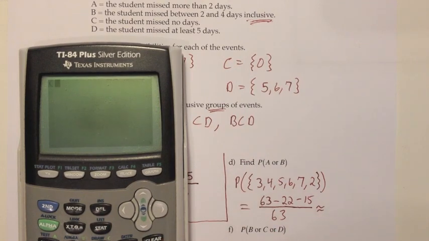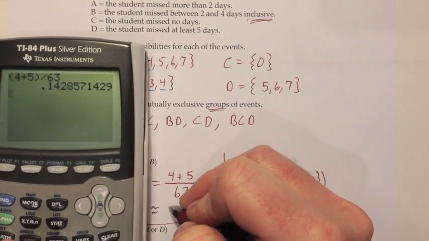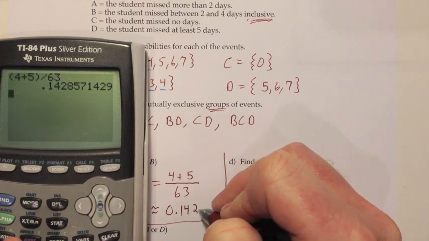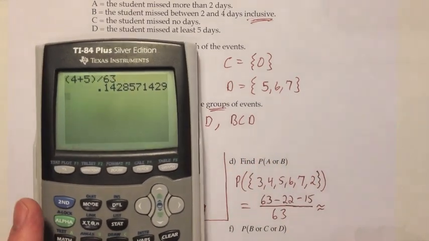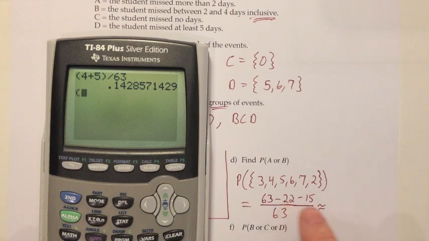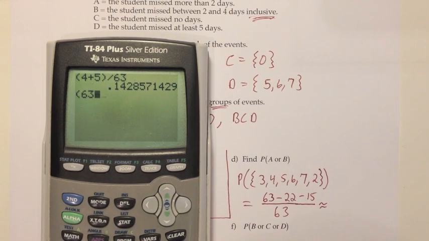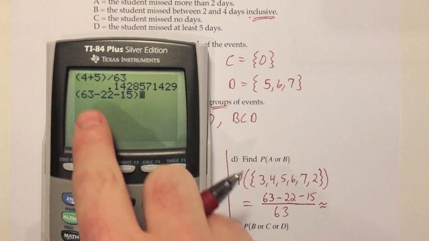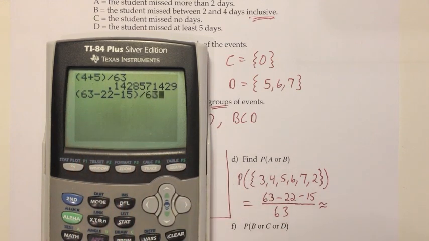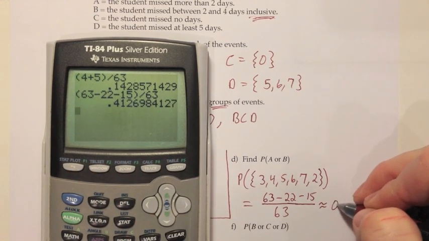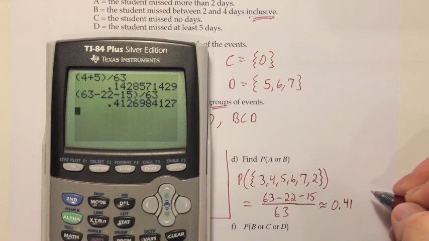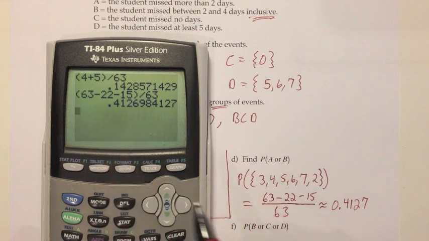Remember, parentheses around addition or subtraction. So 4 plus 5 out of 63 is our first probability. So that one is going to be 0.1429. And then on the other side over here, parentheses when there's subtraction, so 63 minus 22 and minus 15, the total minus the stuff we don't want, divided by 63, gives 0.4127. And again, you would have been perfectly okay to go ahead and add the 6 you wanted instead of subtracting the 2 you don't from 63.